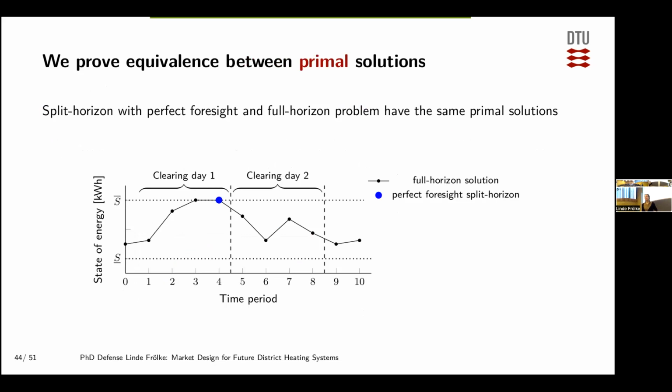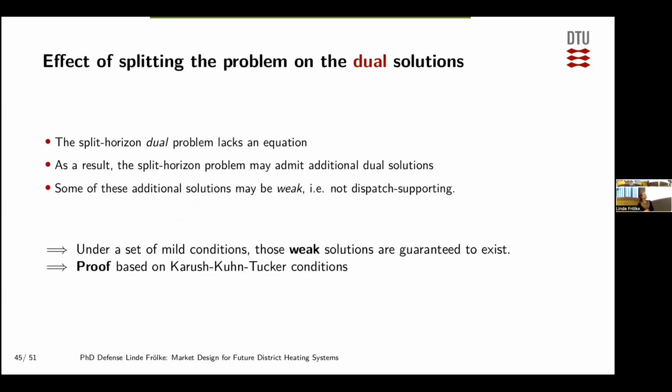So first we look at the primal solutions in these two different cases. And we show that when we take this horizon problem with perfect foresight, we actually obtain the same set of primal solutions in the perfect foresight split horizon problem and the full horizon problem. So this profile would be obtained again with the split horizon.